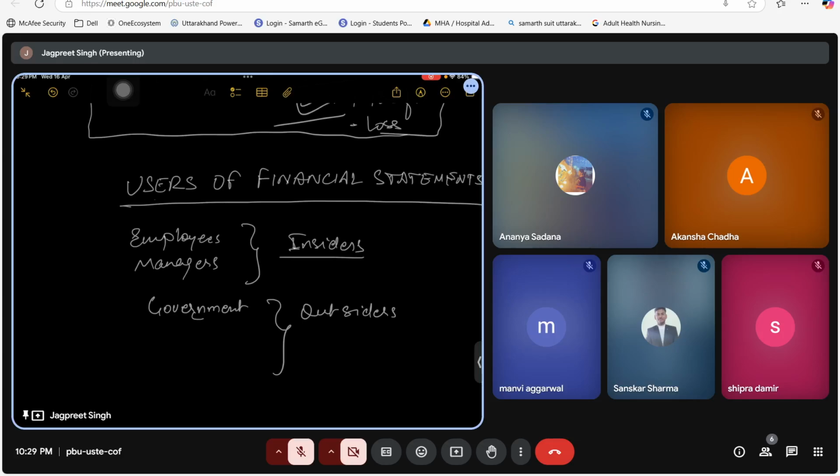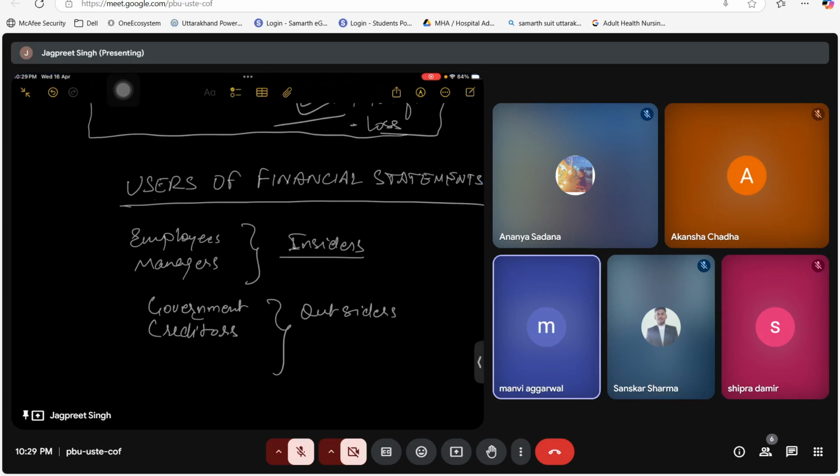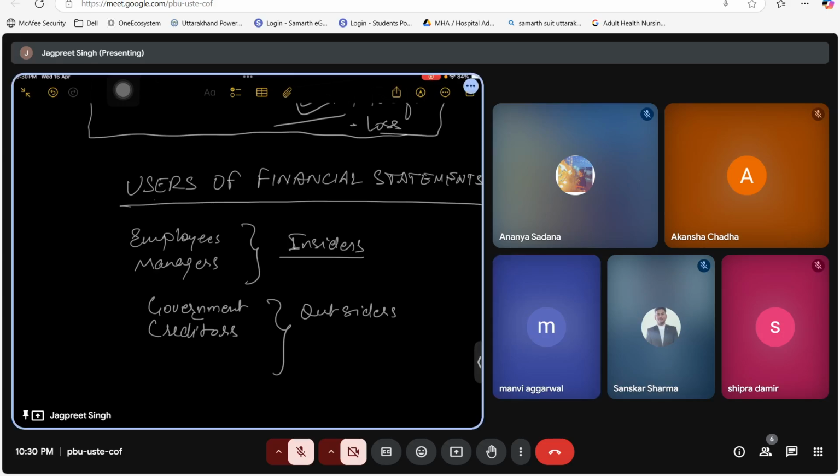Apart from government, we have other users like creditors. Who are creditors? Can anyone tell me who are creditors? If you remember the term. Those who have taken credit. Yes, to whom we have sold goods on credit. So they have purchased goods from us on credit. Sorry, I'm telling it on the wrong side.